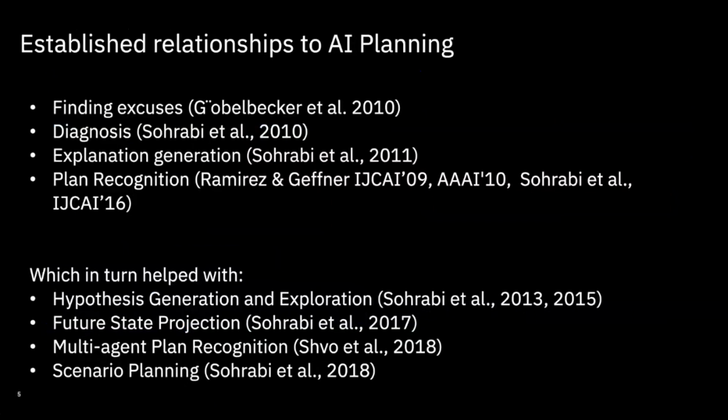I want to point out that there are several established relationships to AI planning that are often explored. For example, finding excuses, or diagnosis as planning, or explanation generation, in addition to plan recognition as planning. And they, in turn, help with other problems such as hypothesis generation and exploration, future state projection, multi-agent plan recognition, as well as scenario planning.